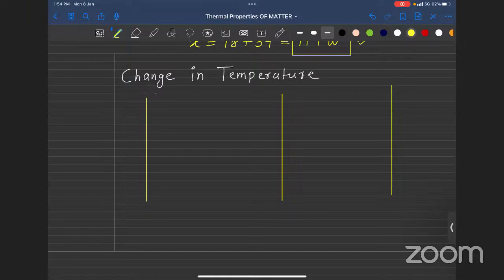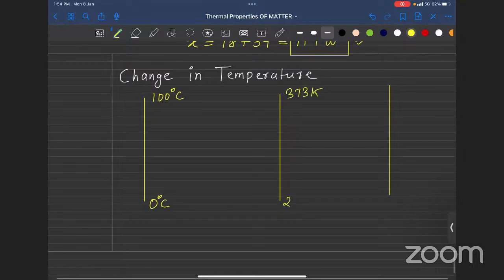So here we are having 100 degrees Celsius temperature, the topmost. Here we are having 0 degrees Celsius. Here we are having 373 Kelvin. Here we are having 273 Kelvin. Here we are having 212 degree Fahrenheit. Here we are having 32 degree Fahrenheit.